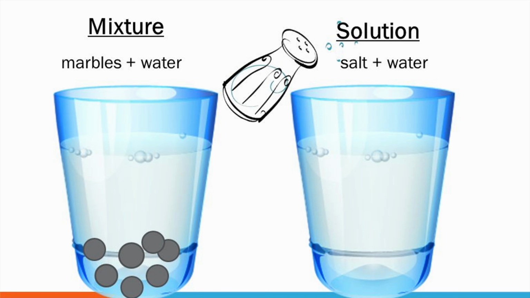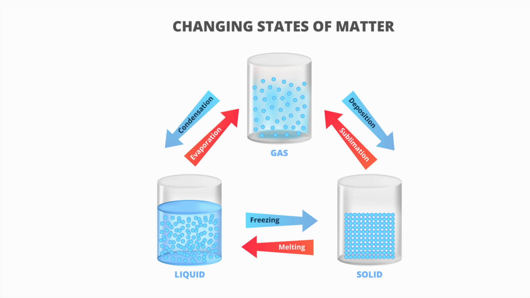Let's try another example. Let's say I wanted to make hot cocoa. I have some milk and I have some cocoa powder or some chocolate powder. Which one is the solute? Which one is the solvent? The solute is going to be the cocoa powder. The solvent is going to be the milk. So I hope you see how that works. All right, let's move on to the next concept.